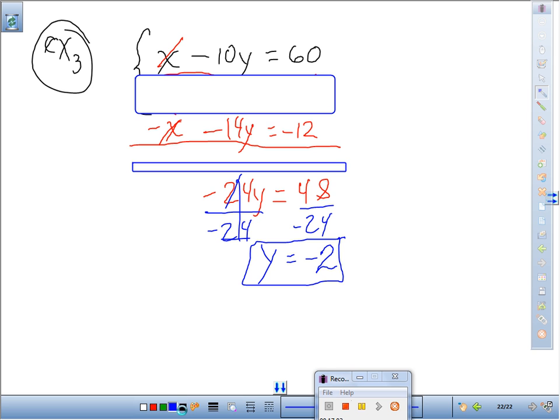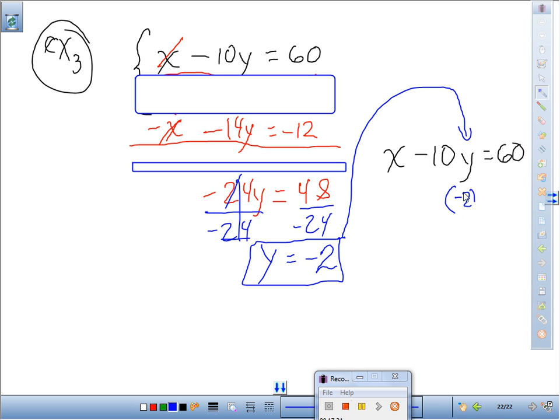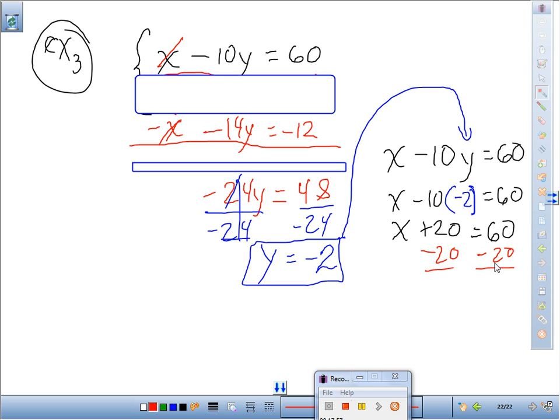So which one do you want to use? The top one. So I'm going to write this right here. X minus 10y equals 60. But instead of y, what goes in there? The negative 2. I open up parentheses because the 10 is multiplying it. So I'm going to write x minus 10 times negative 2 equals 60. So what is negative 10 times negative 2? Positive 20. Bring down the x and the equal and the 60. Now we can solve for the remainder. Subtract 20. Subtract 20. X equals 40.